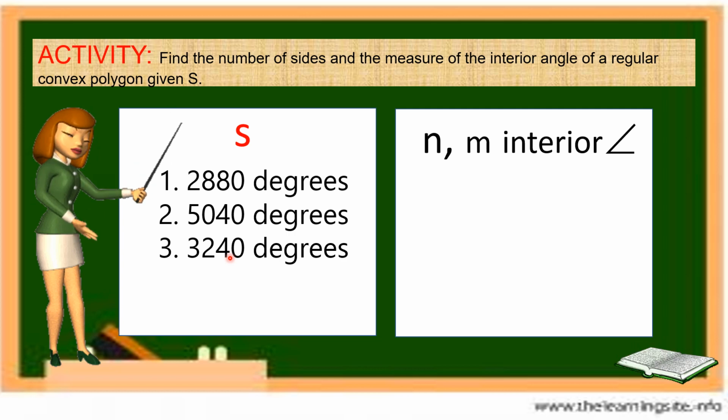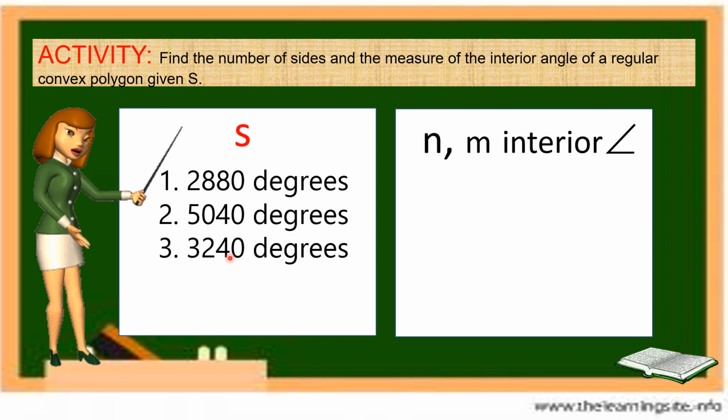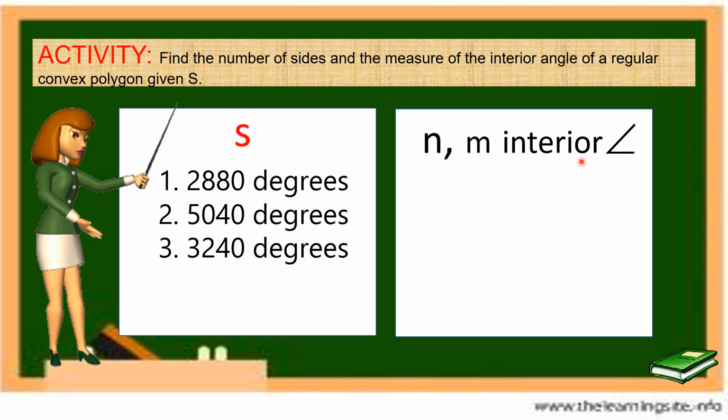What is the formula for finding n? N equals S plus 360 degrees divided by 180 degrees. And what is the formula in finding the measure of an interior angle? The measure of an interior angle equals S over n. So, I'm giving you time to answer.